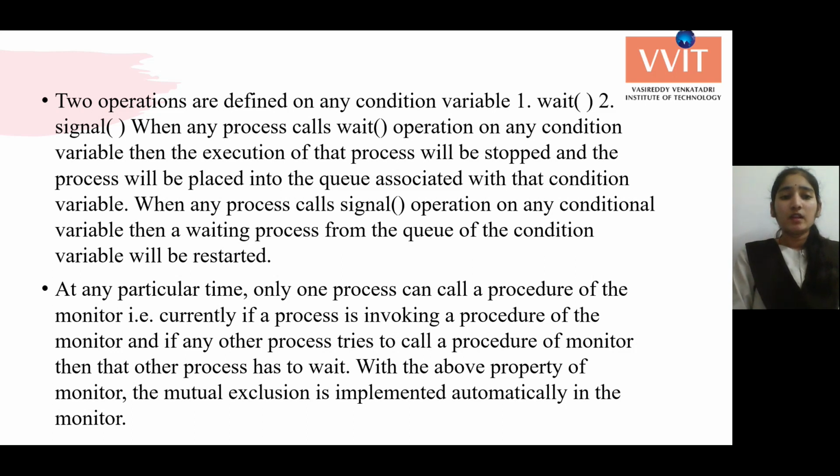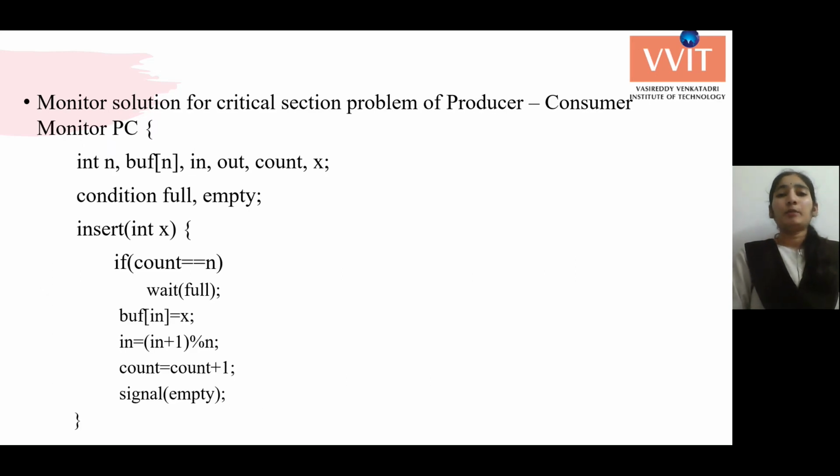Here, let us see the producer consumer problem as an example for a monitor solution. In producer and consumer, the producer always tries to produce items and the consumer always tries to consume the items. As per the general structure, monitor PC, where PC means producer and consumer. Here the shared variables are n, buffer, in, out, count, x. And the shared condition variables are full and empty.